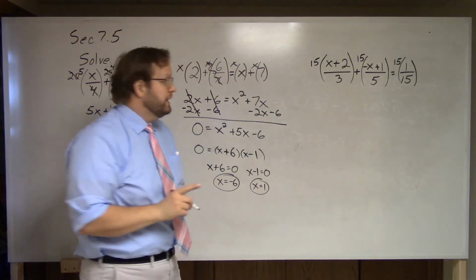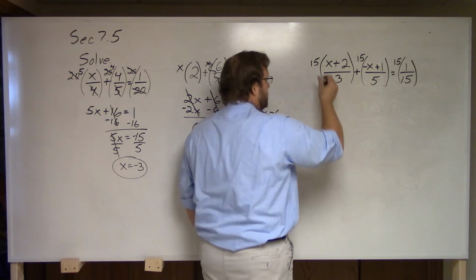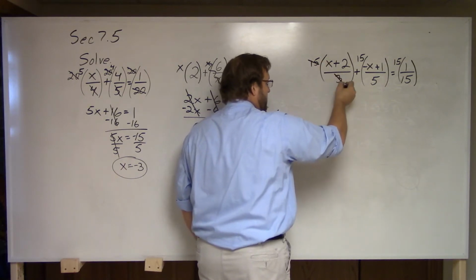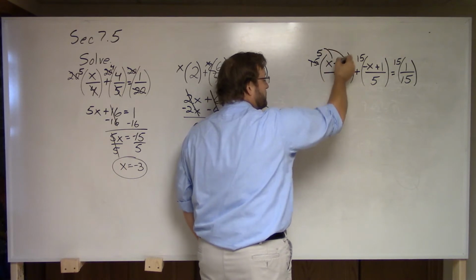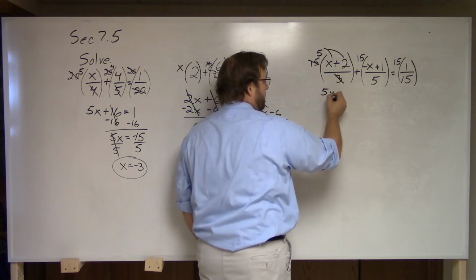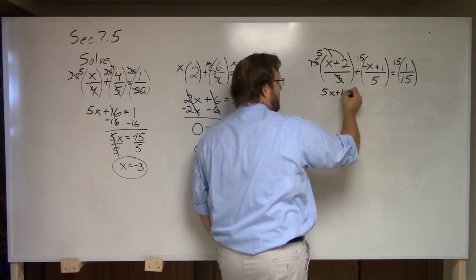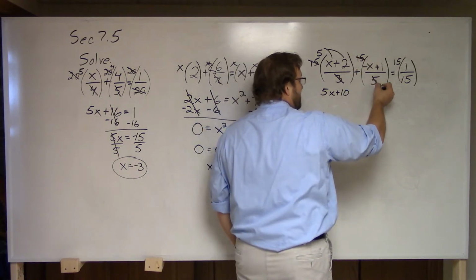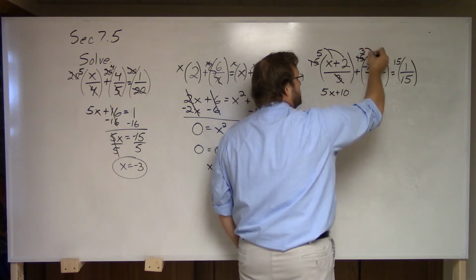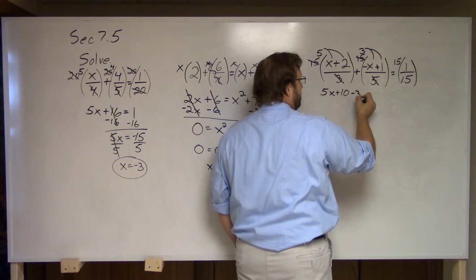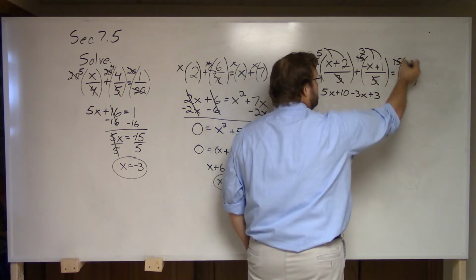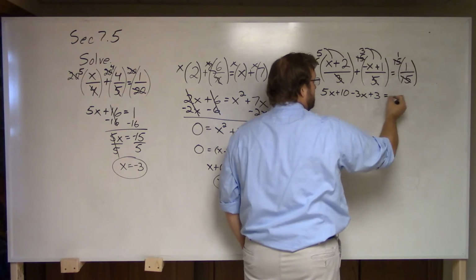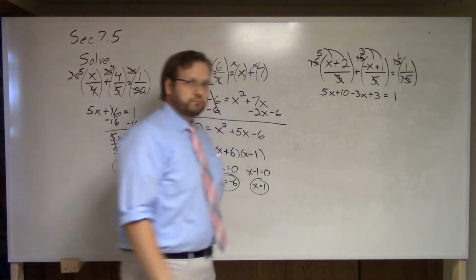If I multiply by the 15, again, watch how this works. 15 divided by 3 is 5. I then distribute the 5. 15 divided by 5 is a 3. Distribute the 3. 15 divided by 15 is a 1. 1 times 1 is a 1.